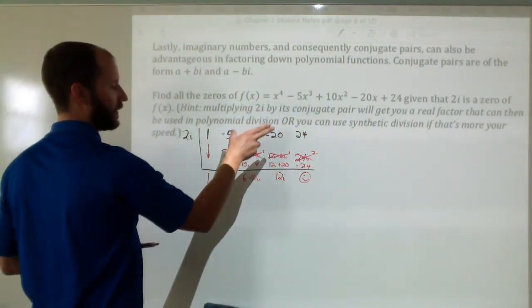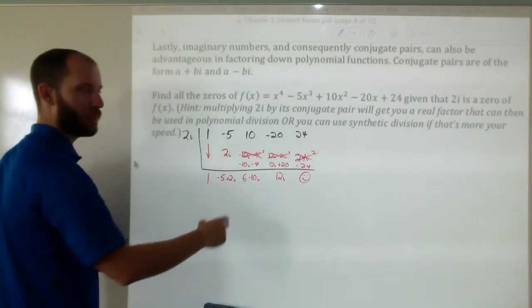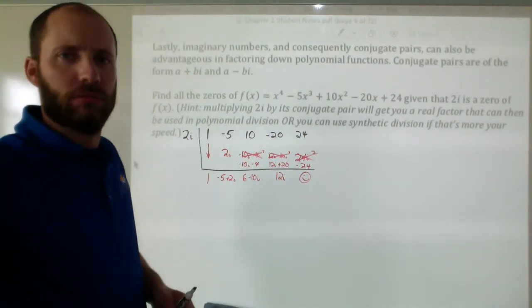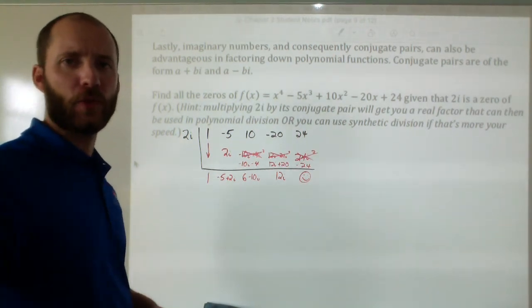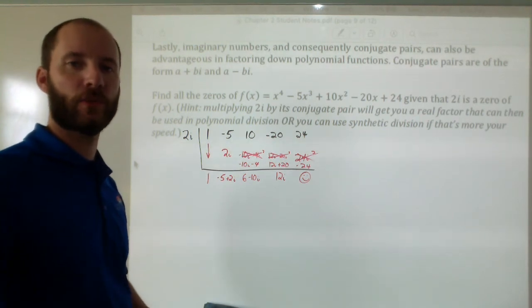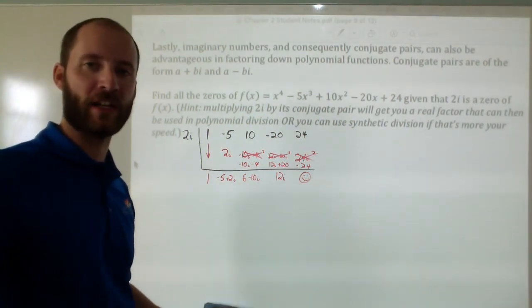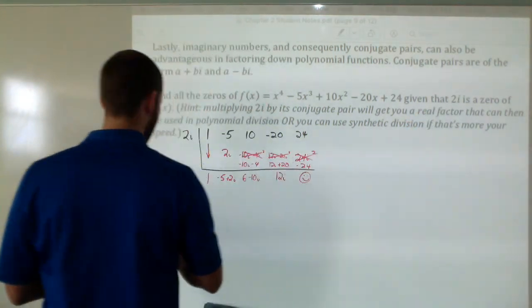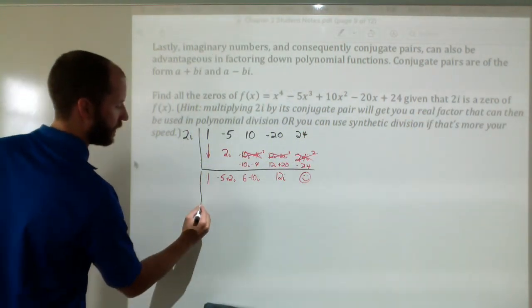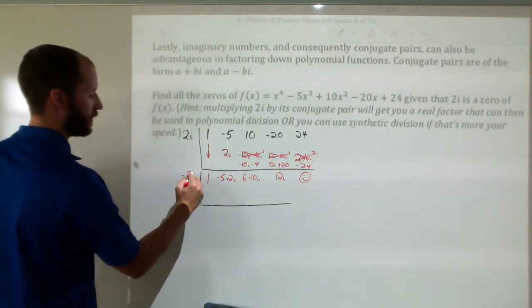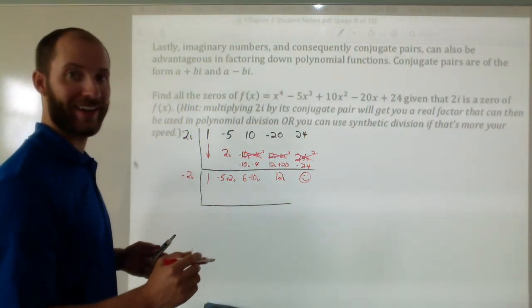Started with a quartic. Now we have a cubic with imaginary components. All right, but here's the cool thing. Imaginary zeros always come in conjugate pairs, because when you take a square root to get the imaginary, square roots always give you a positive 2i and a negative 2i.